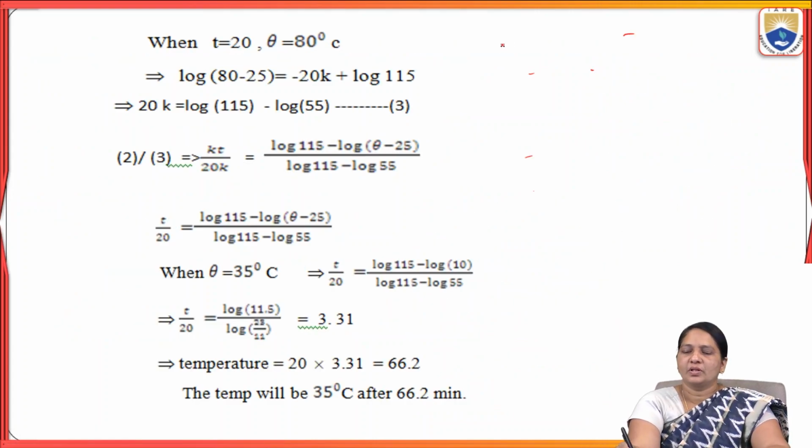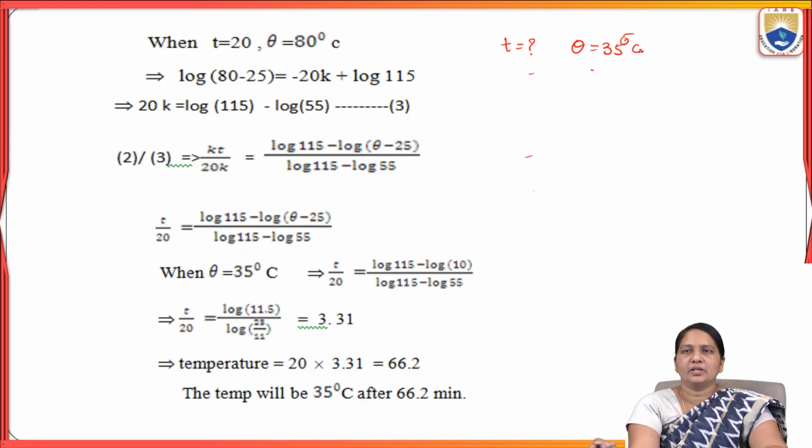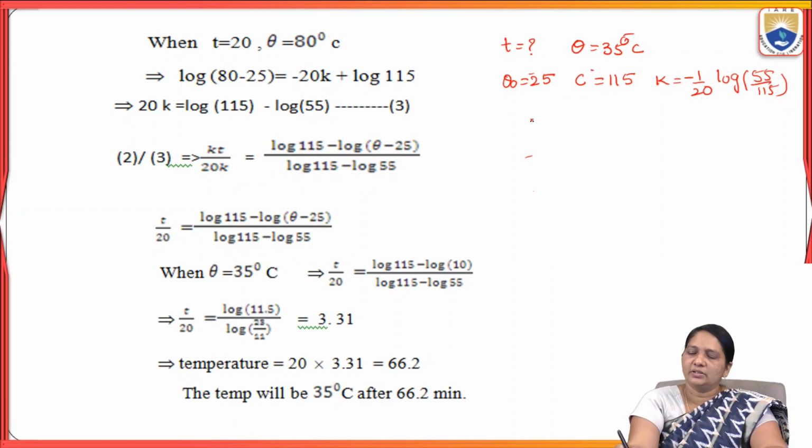Here we have to calculate the time for the temperature theta equal to 35 degrees C. We already know the theta naught value, which is 25. We know the C value, which is 115. What is the K value? K equals minus 1 by 20 log 55 by 115. So we already know all these terms, and we can calculate the time here.